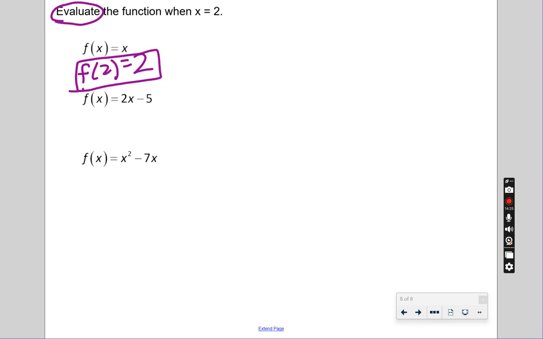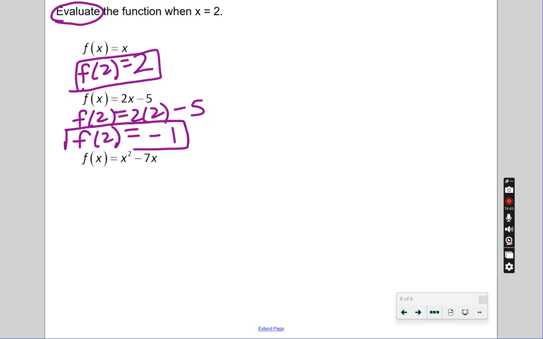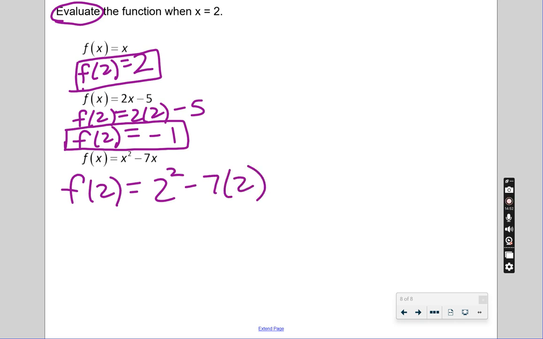All right, for the next one, let me plug in 2 for x. f of 2 equals 2 times 2 minus 5. Now we can simplify that. So what is that going to give us? Negative 1. 4 minus 5, so negative 1. Okay? And my last one here, f of 2 equals 2 squared minus 7 times 2. So what do we get when we simplify that? Negative 10, yes.